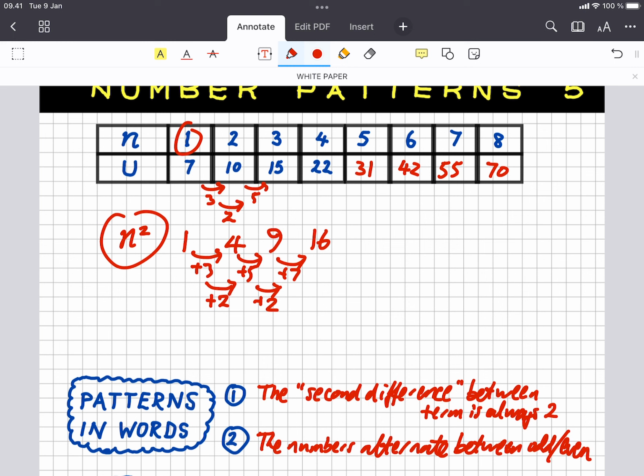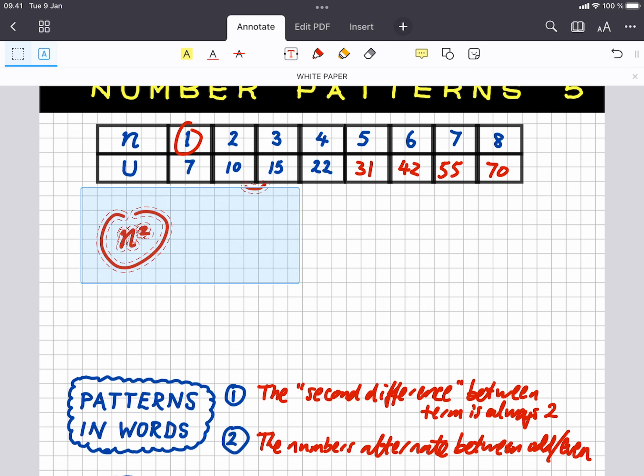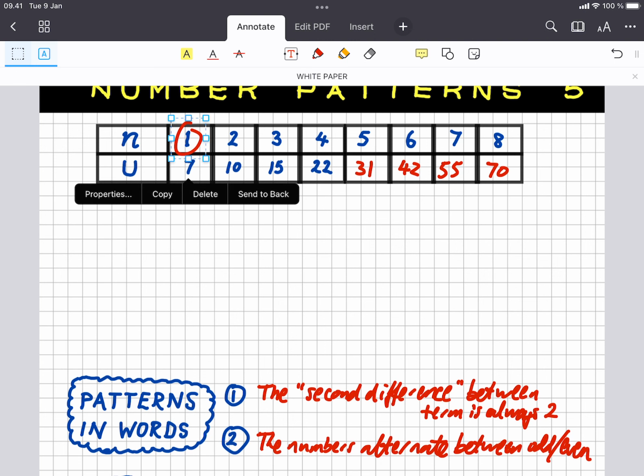So let's start off with n squared as part of our rule. Now, by the way, I wouldn't be attempting to write all this in the response box in the exam. I'd just be doing this on a little bit of scrap paper at this stage. But let's just do that and tidy that up.